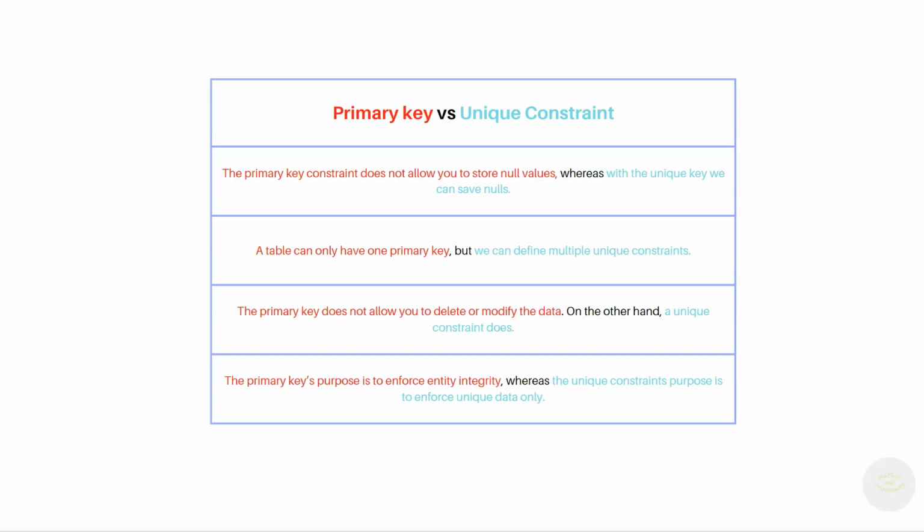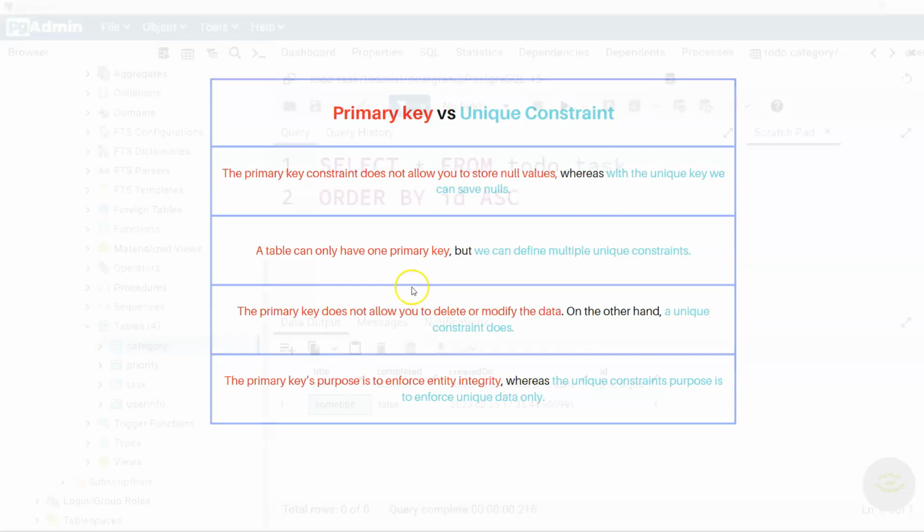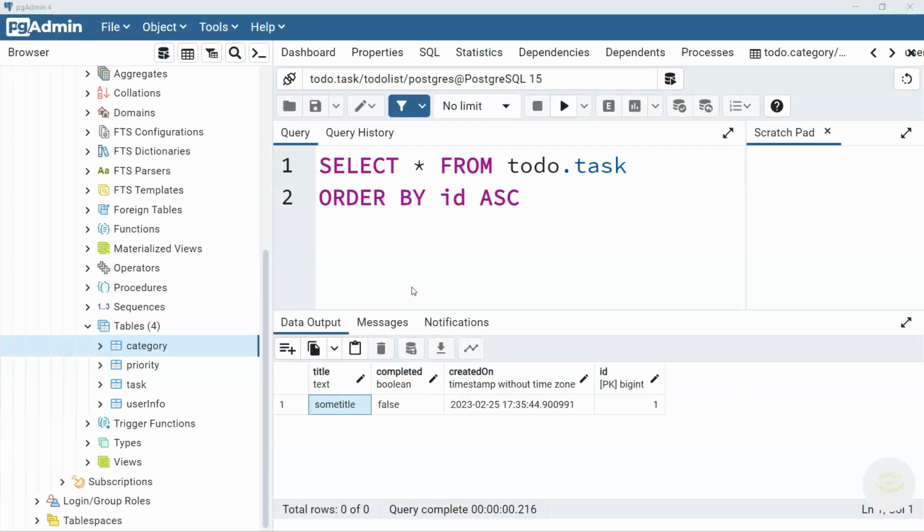Okay, enough about it. Let's go to pgAdmin and see some examples for unique constraint. Okay, in my opinion, only for the user info table columns, we could add this constraint, the unique constraint, and it would make sense.